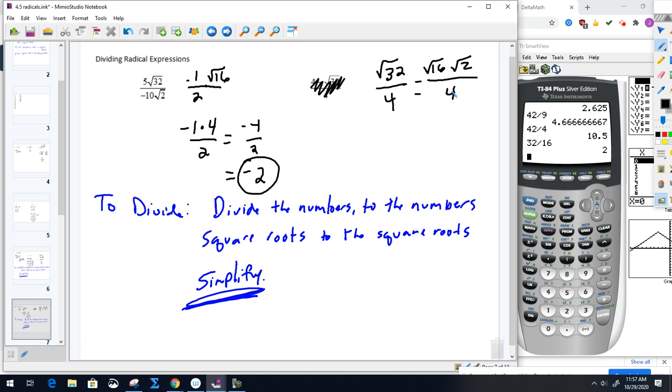Notice I don't do anything with a 4 because it's not underneath the radical. Now, what is the square root of 16? The square root of 16 is 4, so we have 4 square root of 2. So all I did was rewrite the top divided by 4. Now, can I divide anything? 4 divided by 4 cancels, and this simplifies to just the square root of 2.